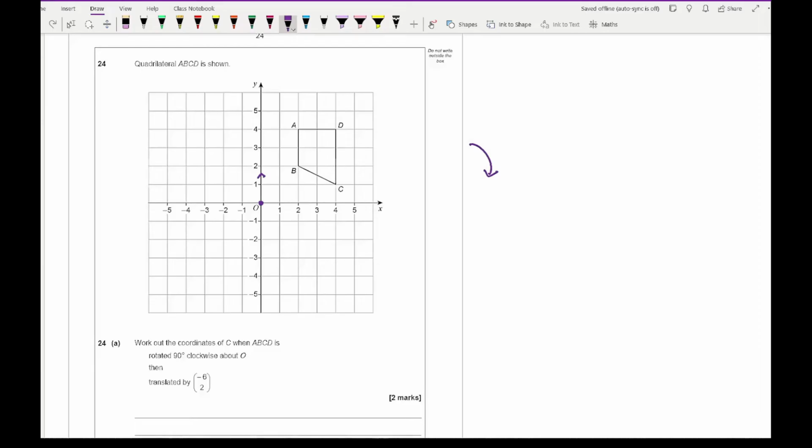Now for this, I would strongly recommend that you use tracing paper. If you do that, you should find that by rotating this shape ABCD 90 degrees clockwise, and if you've correctly rotated it, you should find that the shape is here. So that there has been rotated 90 degrees about O. Now what we then need to do is the translation.